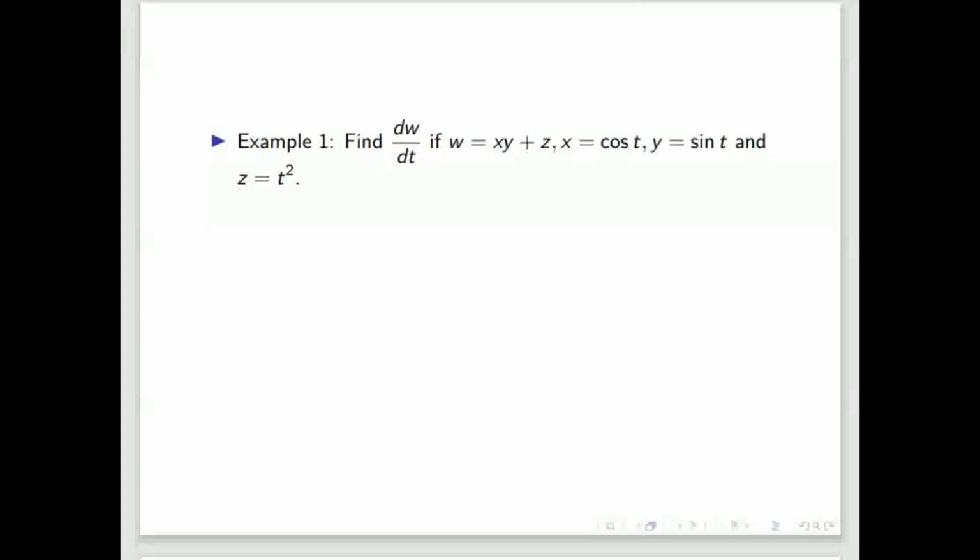So the question is to find dw by dt for this problem. W is given as xy plus z. So here w is a function of how many variables? Three. So here it is a function of 3. Y is given as sin t and z is t square. So w is overall a function of t, because if you replace x, y, z, you will get only a single variable, that is t. So in this case, the question is to find dw by dt.